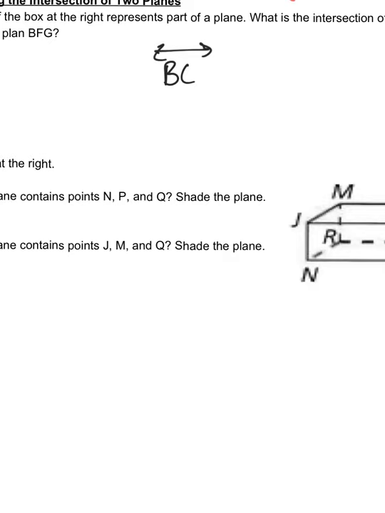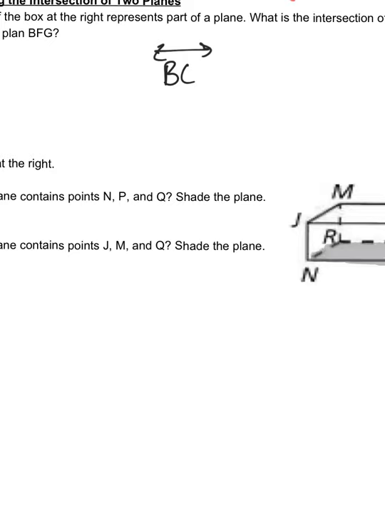All right, in part A, it asks us what plane contains points P and Q, okay? So what I want to do is try to identify the plane that has points P and Q in it. All right. Well, if you look here, it is the bottom of this rectangular box. Okay. So I'm just going to shade it in right here.